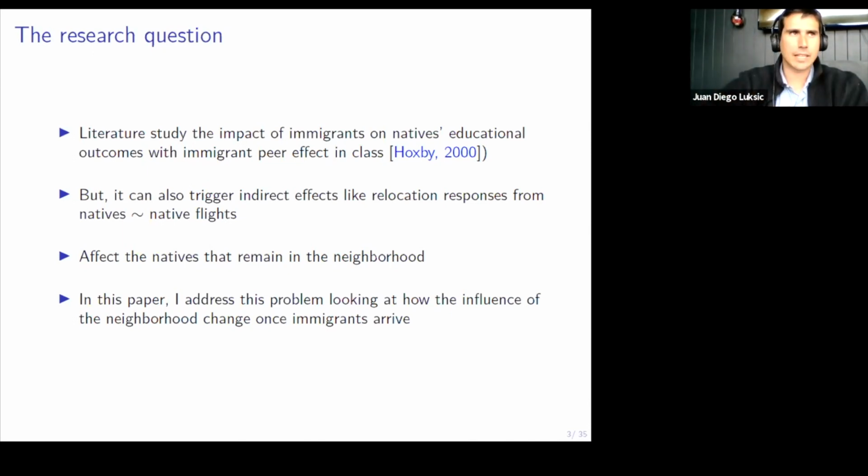One type of indirect effect, and in my case what I think is the most important, is the relocation response from natives. It's similar to native flight, but actually it's not the same as native flight, because here only natives respond. We know that native flight is a response to avoid interaction with immigrants. That doesn't have to be the case here, but at least we know that natives could move, and that could have an effect in the neighborhood. In particular, this could affect the natives that remain in the neighborhood. So in this paper, I address this problem, and I look at the influence of the neighborhood once immigrants arrive. I see how the neighborhood influence on test scores in particular changes once immigrants arrive, and I would say that in this case it is particular because of the indirect effect.